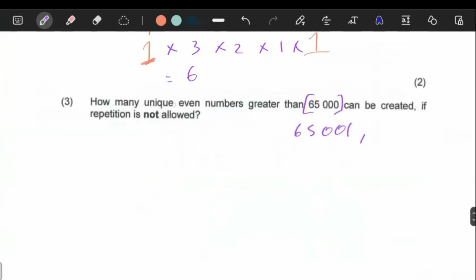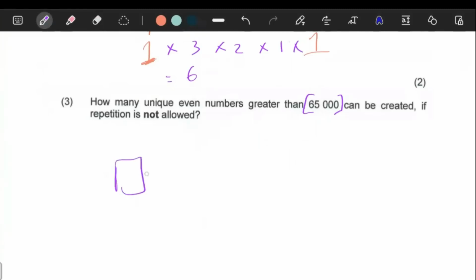If they're saying how many unique even numbers greater than 65,000 can be created if repetition is not allowed, the one thing you want to remember is that the first number bigger than 65,000 that can be considered is technically going to be 65,100, remember there are no zeros. This one's going to be quite interesting, because firstly, your number cannot end with zeros. And you know what, let's just not overthink it.